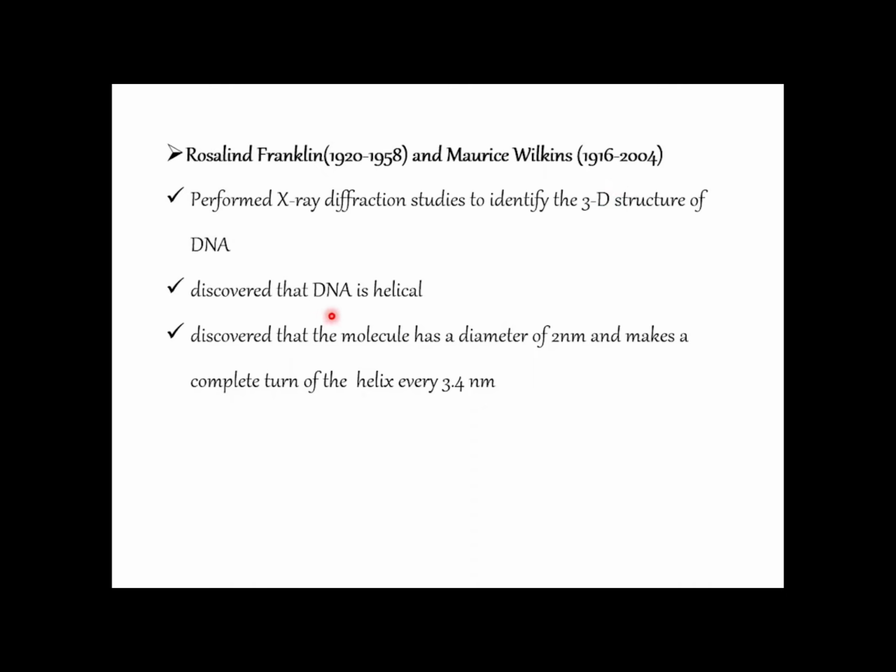So they discovered that DNA is helical. It is twisted around each other. They discovered that the molecule has a diameter of 2 nanometers and makes a complete turn at every 3.4 nanometers. So from these evidences and from other evidences, Watson and Crick proposed the double helical structure of DNA.